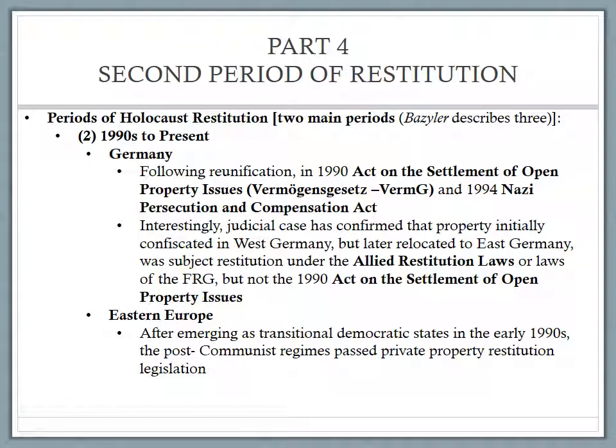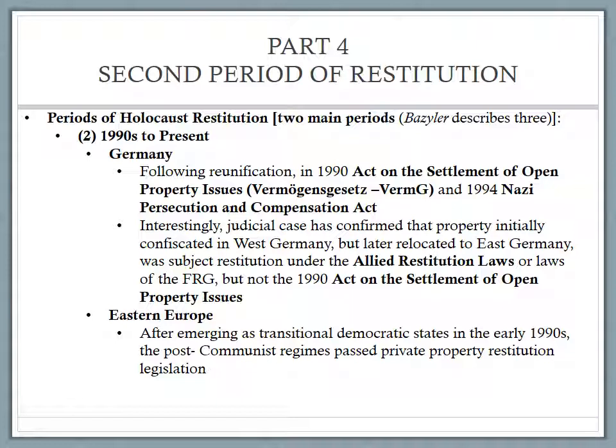Turning now to the second of the two main periods of Holocaust restitution, the 1990s to present. We'll look briefly at efforts from Germany and Eastern Europe, and then go into more detail with respect to efforts in the United States from the 1990s to the present.